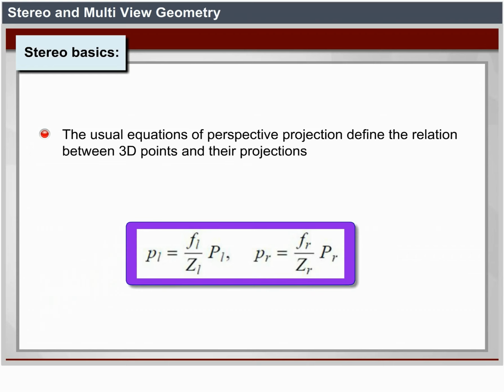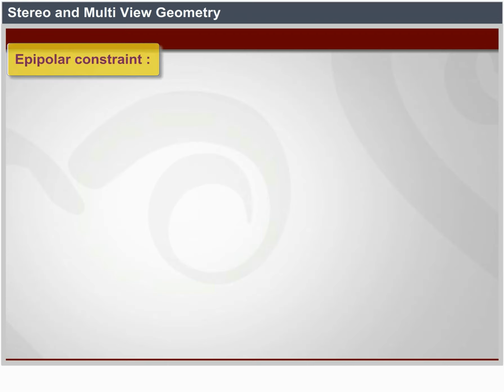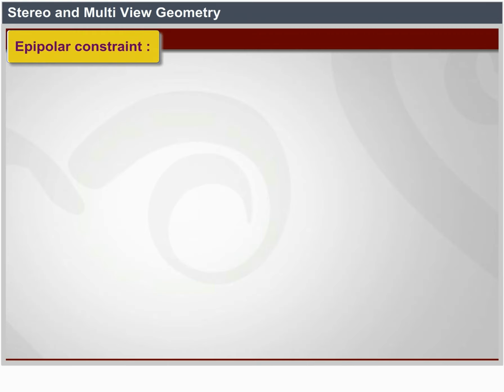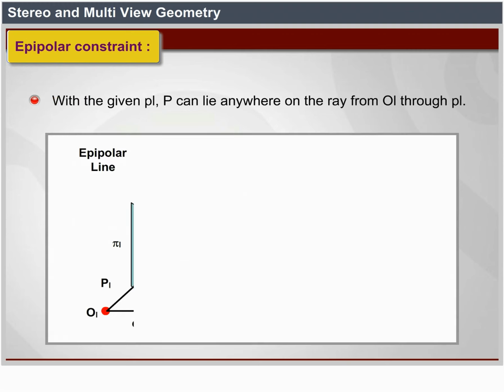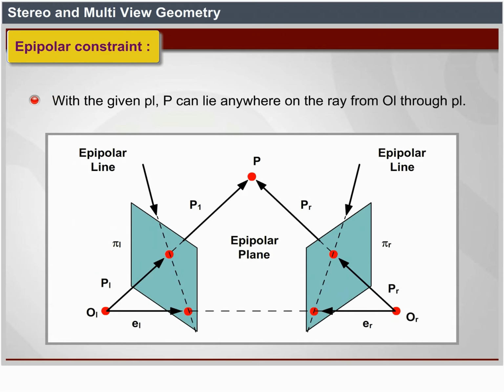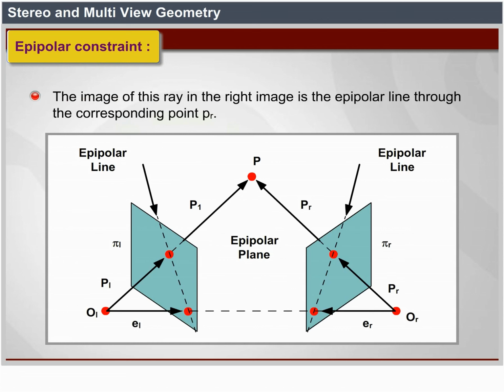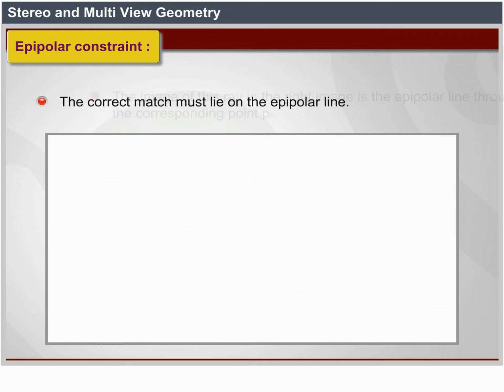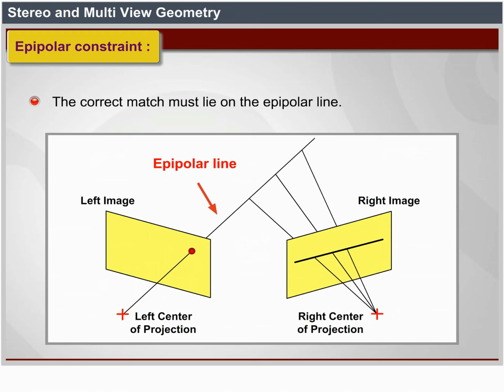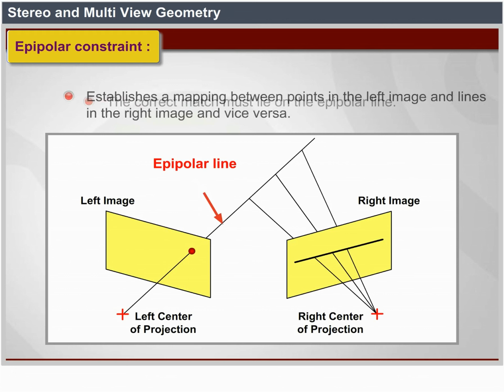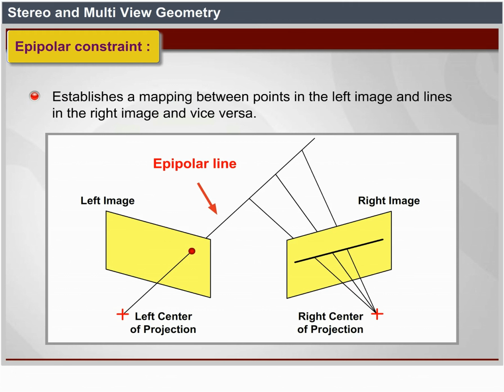Epipolar constraint. Given pL, P can lie anywhere on the ray from OL through pL. The image of this ray in the right image is the epipolar line through the corresponding point pR. The correct match must lie on the epipolar line. This establishes a mapping between points in the left image and lines in the right image, and vice versa. Property: all epipolar lines go through the camera's epipole.